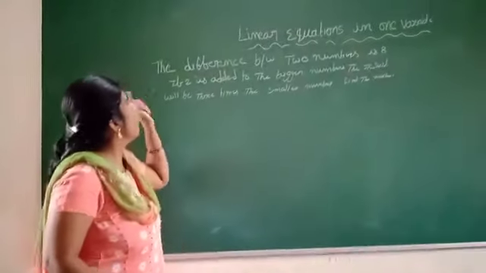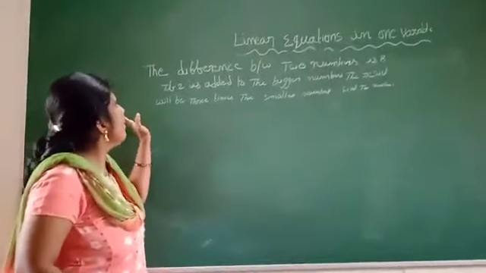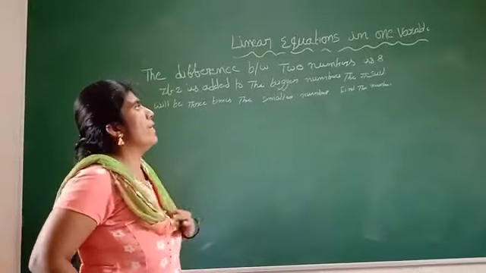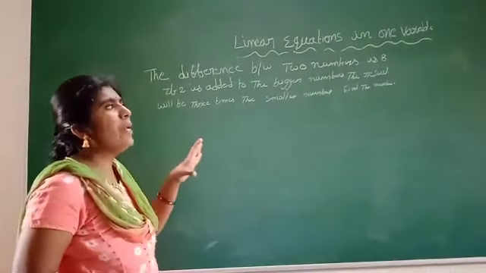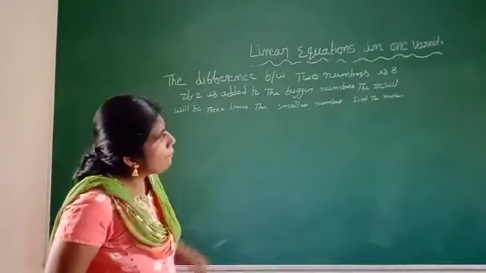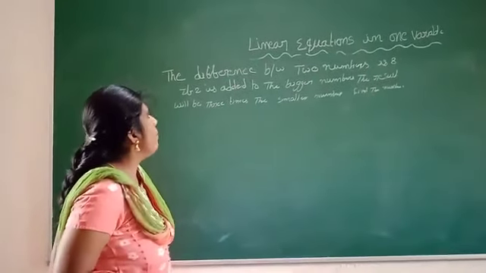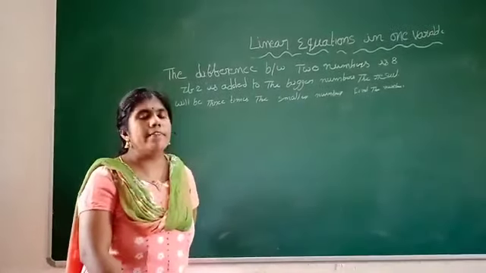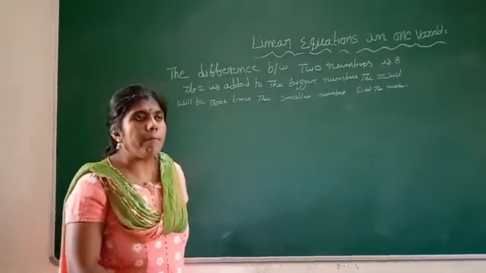Children, see the third question. What is the given third question? What is the difference between the two numbers? The difference between the two numbers is 8. If 2 is added to the big number, the result becomes 3 times the small number.